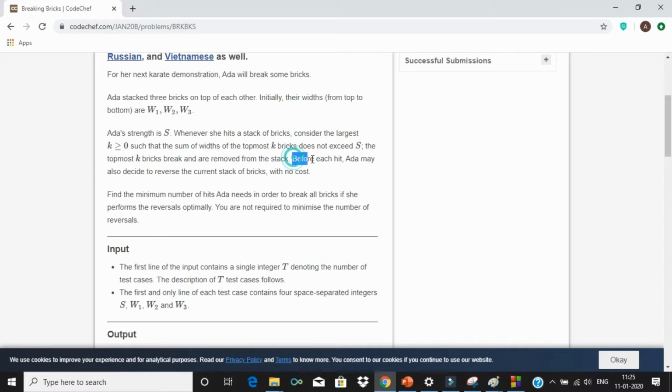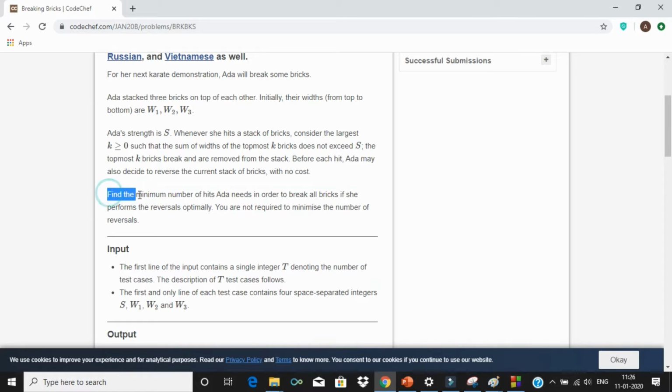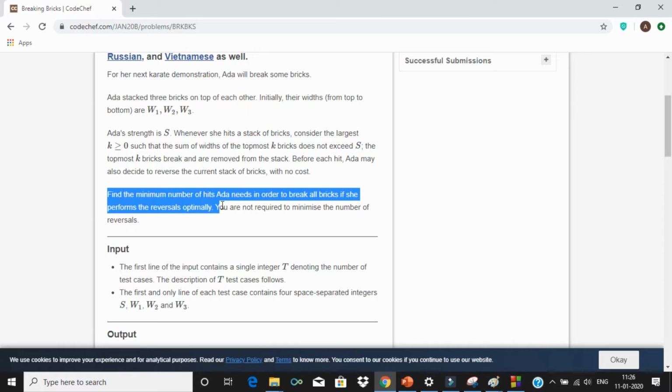Now there is one condition: before each hit, Ada may also decide to reverse the current stack of bricks, with no cost. That means Ada can take the whole stack and reverse it, so that W1, W2, W3 after reversal will become W3, W2, W1. This is what Ada can do. Now find the number of hits Ada needs in order to break all the bricks if she performs the reversal optimally.